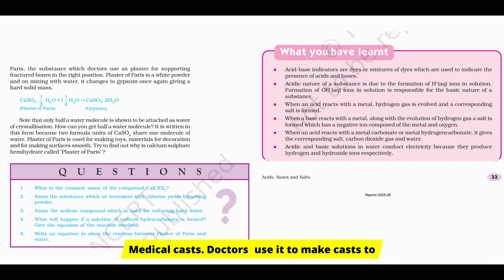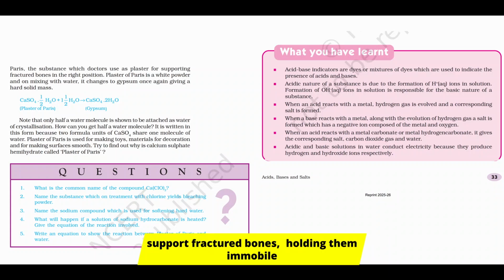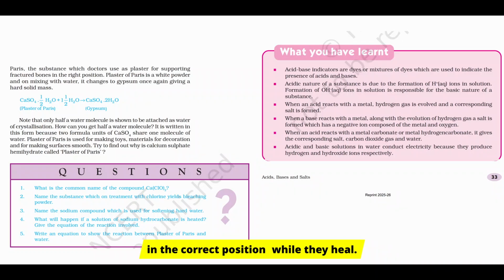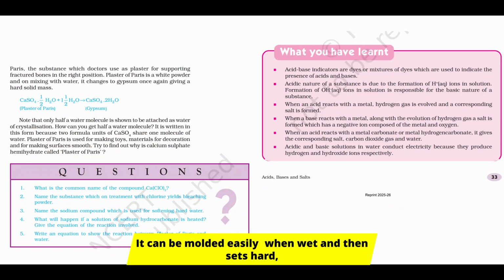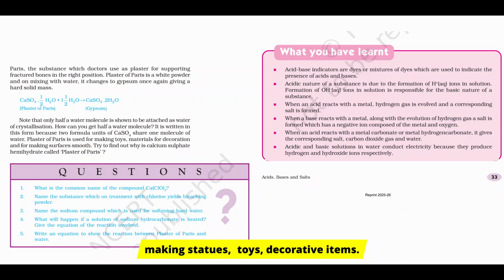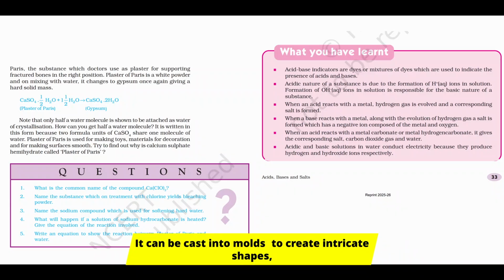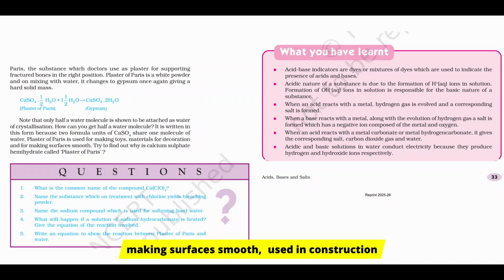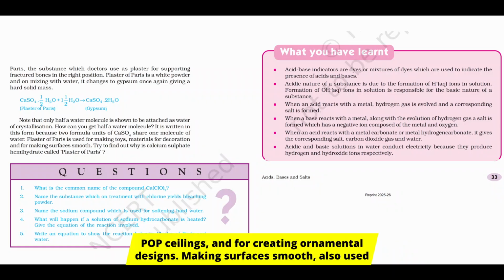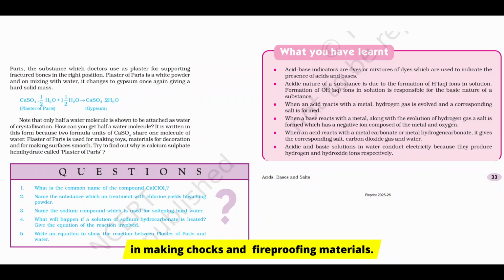Medical casts. Doctors use it to make casts to support fractured bones, holding them immobile in the correct position while they heal. It can be molded easily when wet and then sets hard, making statues, toys, decorative items. It can be cast into molds to create intricate shapes. Used in construction for smooth finishes on walls and ceilings, POP ceilings, and for creating ornamental designs, making surfaces smooth. Also used in making chalks and fireproofing materials.